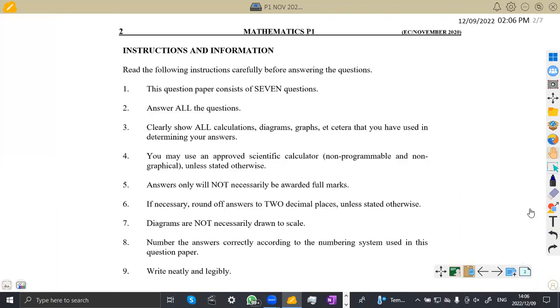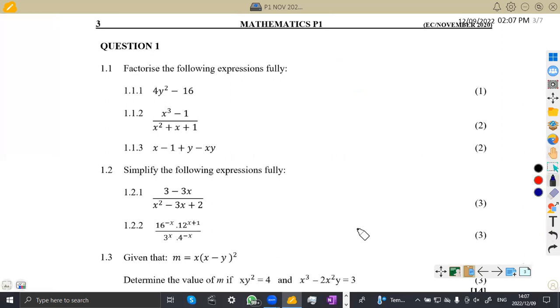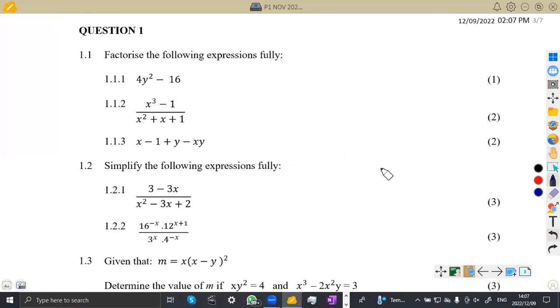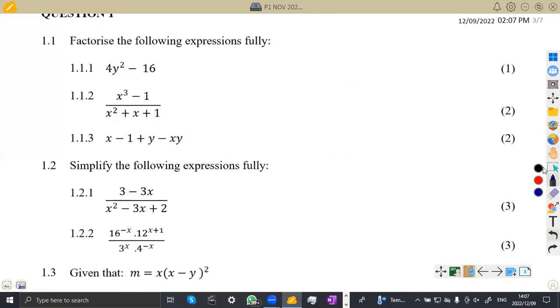The instructions, make sure you read your instructions carefully. And the most important part is the degree of accuracy. If necessary, round off to two decimal places unless stated otherwise. Yeah, that's the most important part. And the rest, you have to read as much as you can.